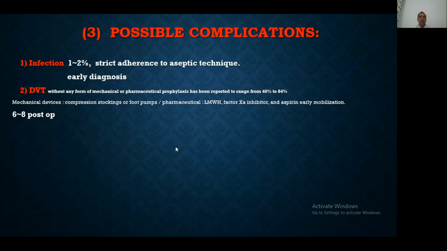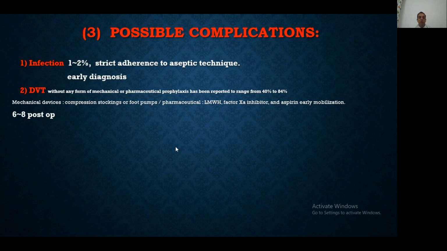The other important complication is DVT. Before you read this slide, if we have 100 patients with total knee arthroplasty without prophylaxis from DVT, how many of them do you expect will develop DVT? 10%? More. It's about 40 to 84% without prophylaxis who will develop DVT. So preventing DVT is extremely important.